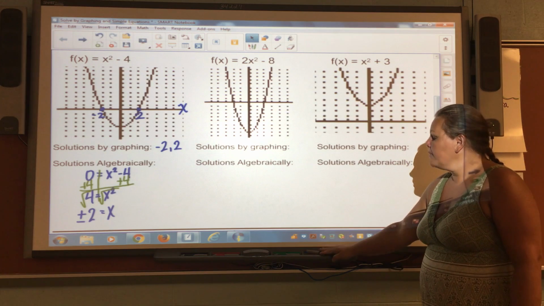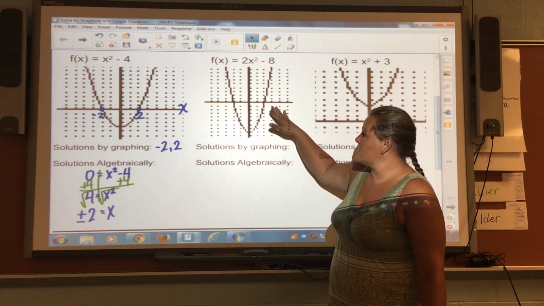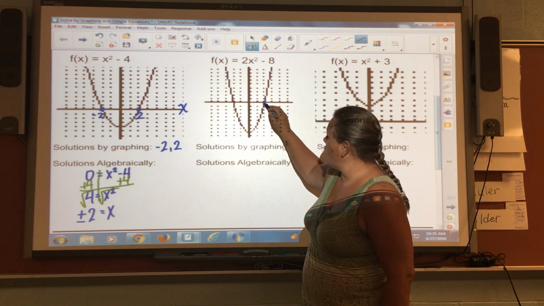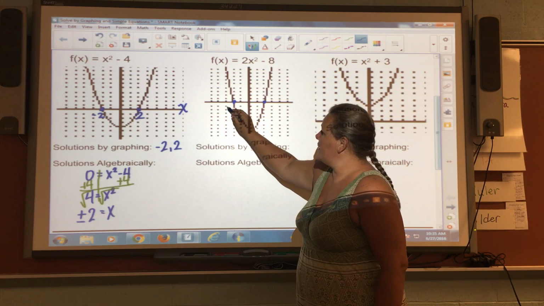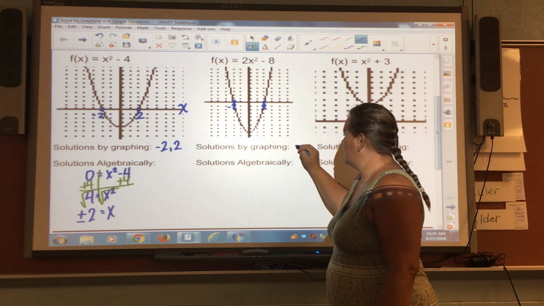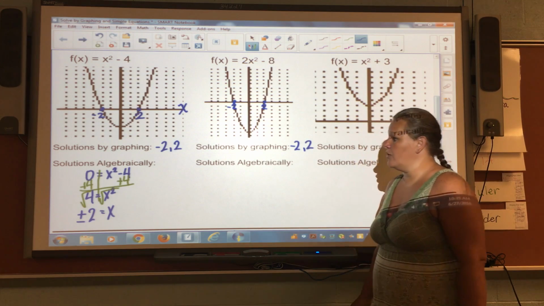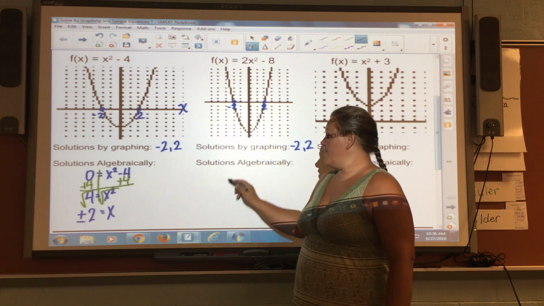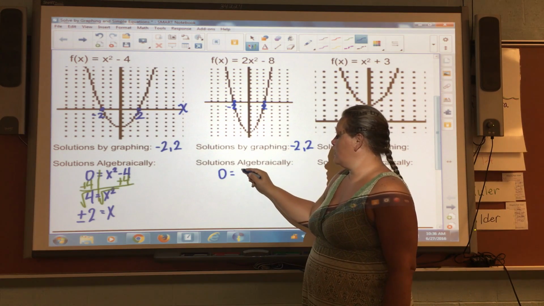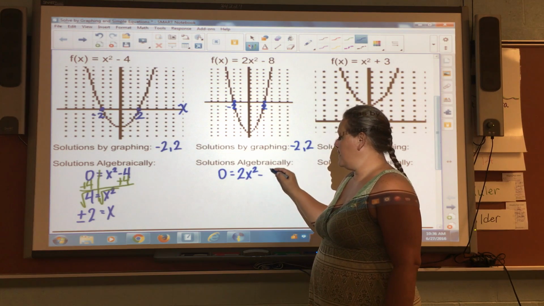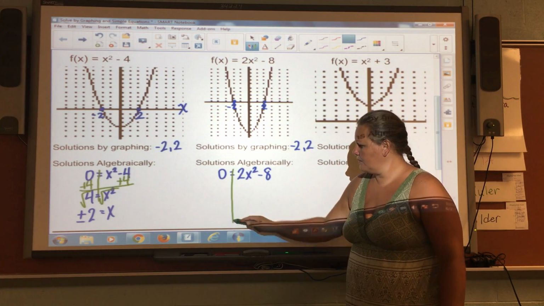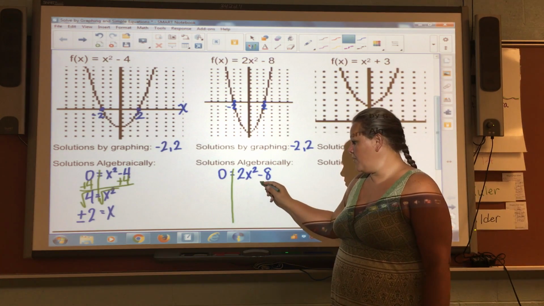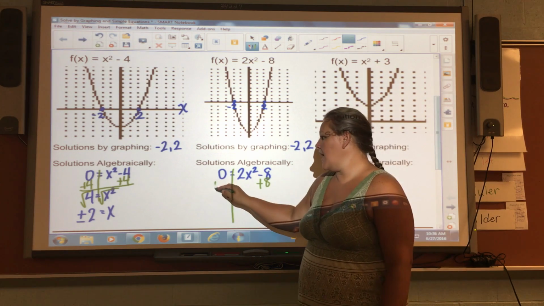How about the next one? I have graphed 2x squared minus 8. Graphically, it looks like our zeros are the same, at -2 and +2. Algebraically, let's see if we can prove that. Again, instead of f of x, we're going to put 0 is equal to 2x squared minus 8. If we solve this equation, we get rid of the constant term, or the plain number, so I will add 8 because that's the opposite of minus.